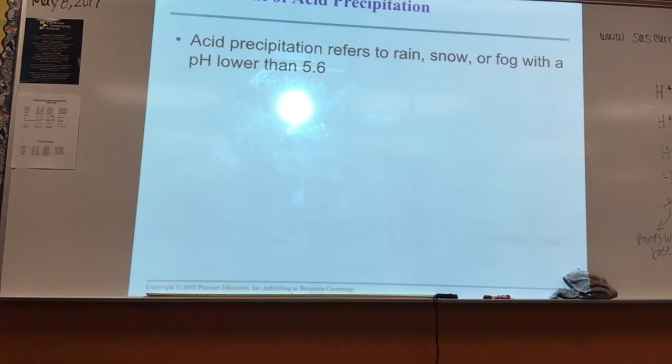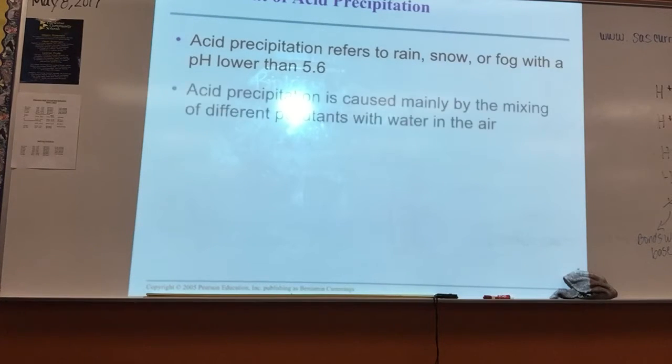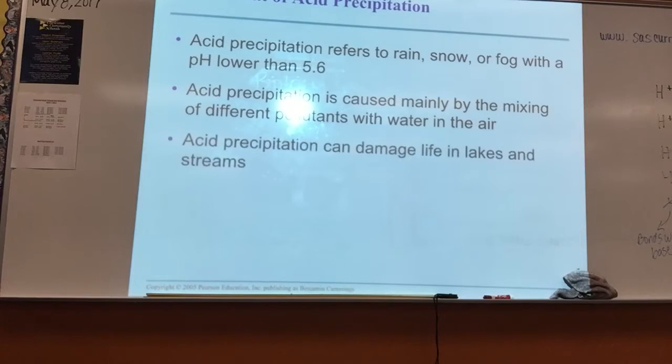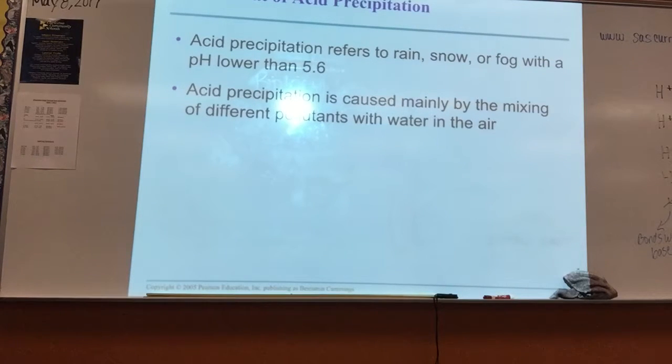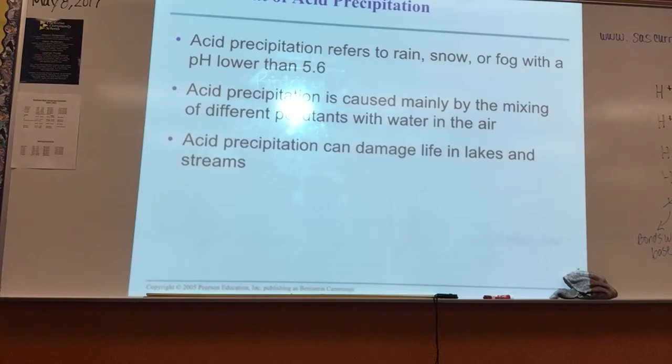So then what happens is you can get precipitation lower than 5.6 by all the chemicals that we put into the atmosphere. So there could be pollution. Also, we increase the quantity of carbon dioxide in the atmosphere by burning fossil fuels and things like that. And it makes the precipitation more acidic than it is naturally. And so acid precipitation is caused mainly by the mixing of these pollutants with water in the air. And it can damage life in lakes and streams.